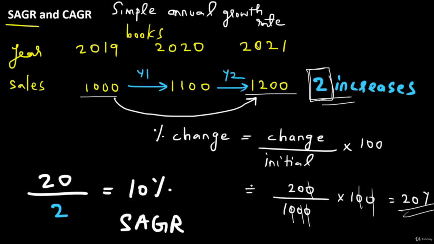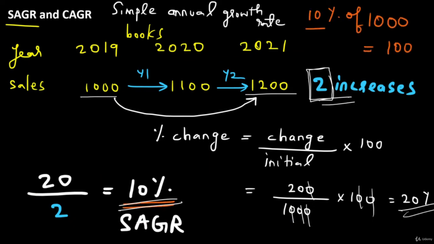Now let's try to understand why that is so. I have obtained the SAGR as 10% over here. Now let's find 10% of the initial value, which is 1,000. So 10% of 1,000 is equal to 100. Now you can see that there's an increase of 100 over here and there is an increase of 100 over here.